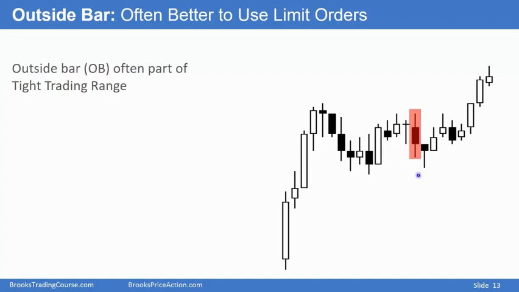In a tight trading range like this, instead of selling below the low of that outside down bar, you make more money buying with a limit order at its low. Same here, outside down, nobody's going to sell below. I'm not going to sell below.